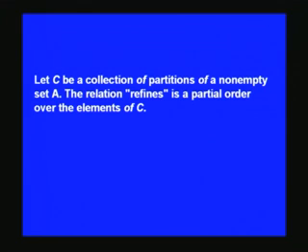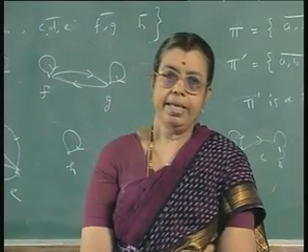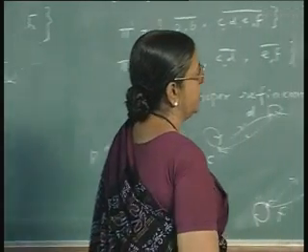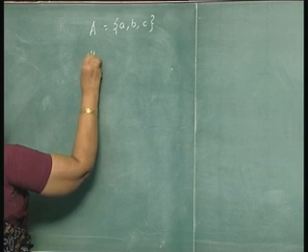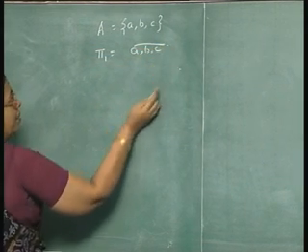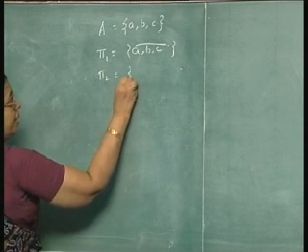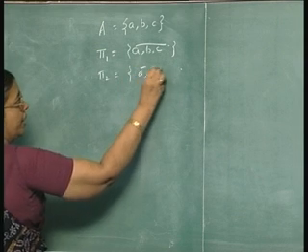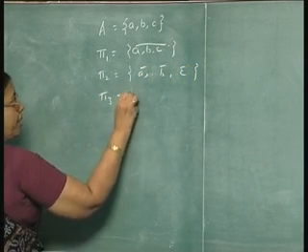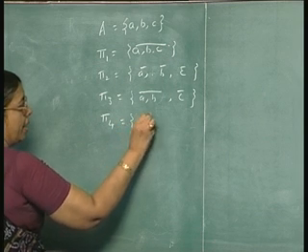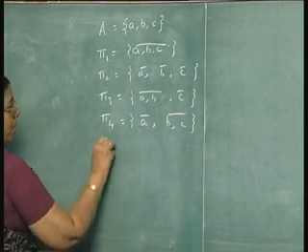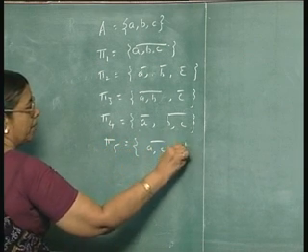Let C be a collection of the partitions of a non-empty set A, then the relation refines is a partial order over the elements of the set C. Again, I will take just 3 elements in a set A and let us see what the partitions are. Take a set A having 3 elements A, B, C. What are the partitions? Pi 1 is a partition having all the 3 elements. Pi 2 is a partition having each one in a separate block. Pi 3 will be a partition having A and B in one block and C in a separate block. Pi 4 will be A in one block, B and C in one block. Pi 5 will be A and C in one block, B in one block.